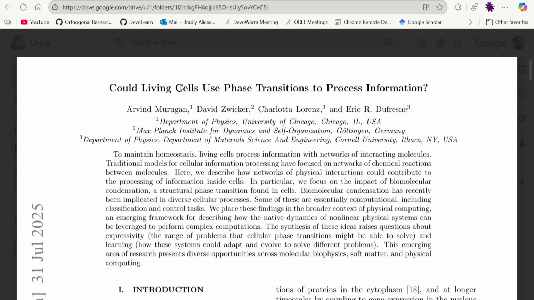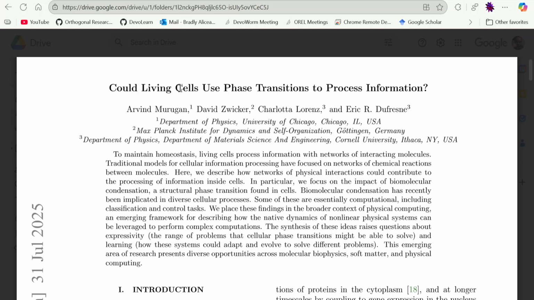Biomolecular condensation has recently been implicated in diverse cellular processes. Some of these are essentially computational, including classification and control tasks. We place these findings in the broader context of physical computing, an emerging framework for describing how the native dynamics of nonlinear physical systems can be leveraged to perform complex computations. The synthesis of these ideas raises questions about expressivity and learning.